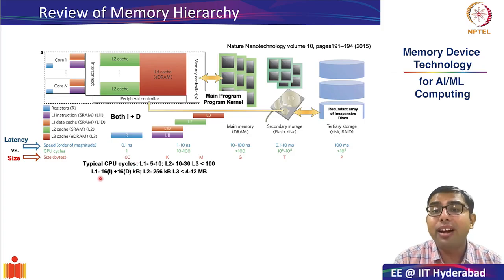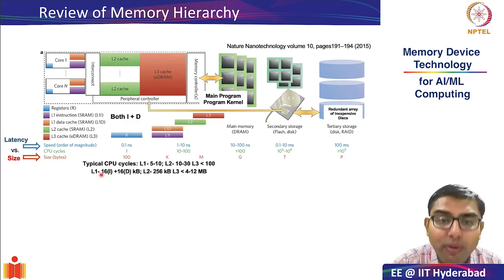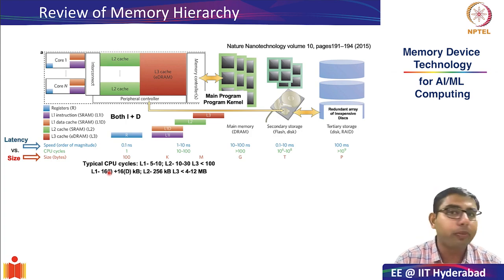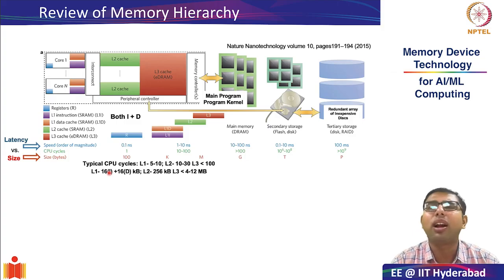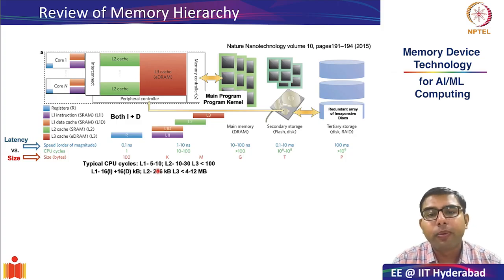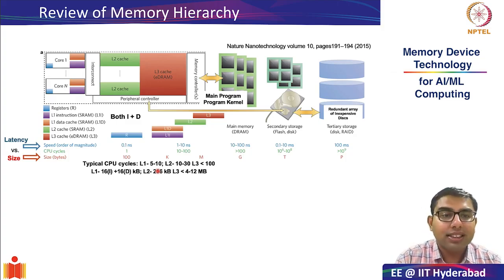Now, there is a big difference in the size of L1, L2 and L3 caches, where L1 caches, both instruction and data, are in the order of a few KBs, because they are most expensive to fabricate. So you need to limit the amount of the footprint. So they have only around 16 KB of L1 caches, both instruction and data. So together it is around 32 KB, in the order of tens of KBs, whereas L2 cache size is in the order of hundreds of KBs.